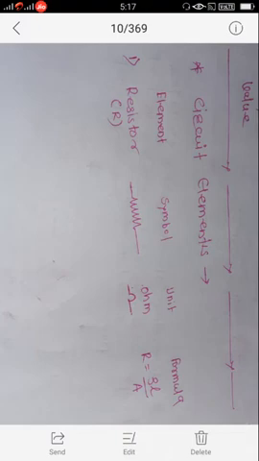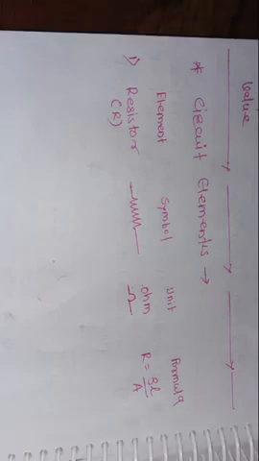element is resistor. The resistor is an electronic device which is used in the circuit to control the value of current. It is always denoted by the letter capital R. The symbol for resistor is shown on the screen.